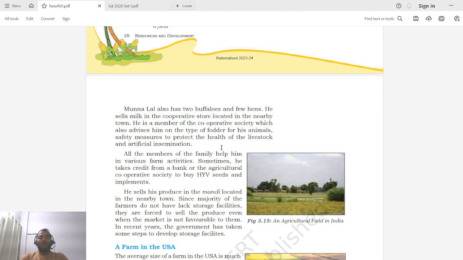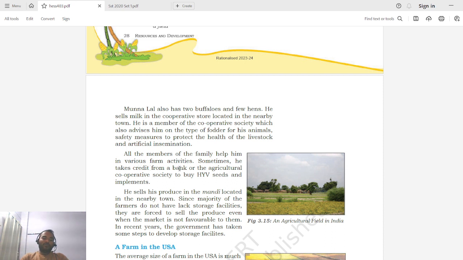So if you see, Munnalal is also a member of a cooperative society where he gets advice on the type of fodder for his animals, and also on taking some precautionary measures to protect the health of his livestock. So in this way, Munna seems to be a sufficiently good farmer. All the members of his family help in various farm activities. So if you see, Munna Lal's family is involved with him in all the activities, say for example, in agricultural activity, in animal rearing activity, and so on.